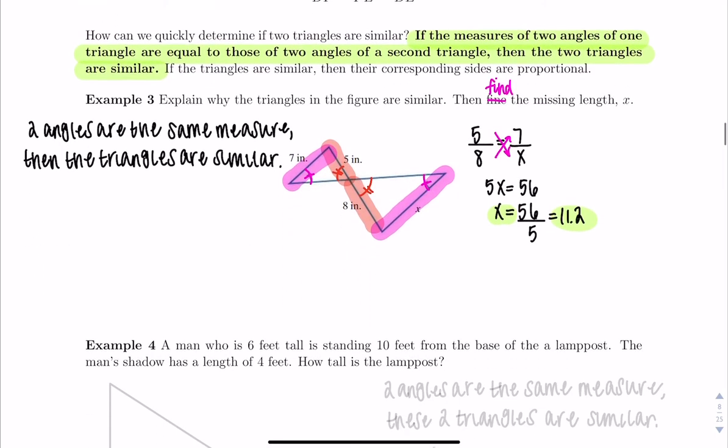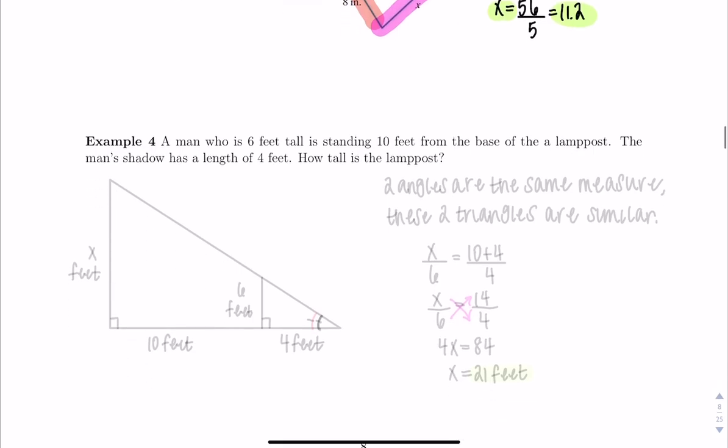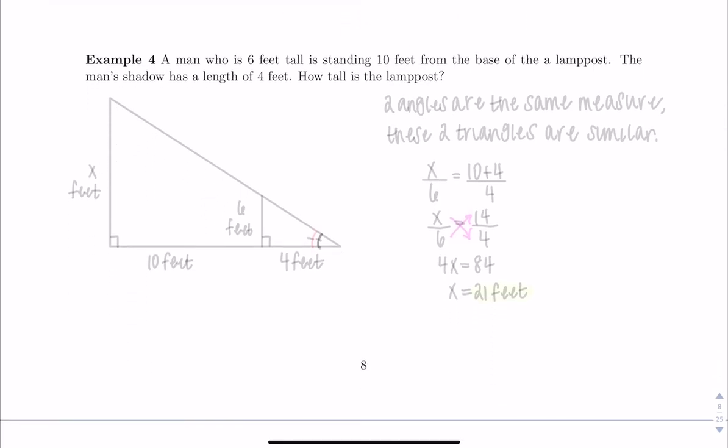A man who is 6 feet tall is standing 10 feet from the base of a lamppost. The man's shadow has a length of 4 feet. How tall is the lamppost? So in the geometry sections, it usually helps to draw a figure. So I'm going to draw our lamppost and the shadow that it casts. So we want to know how tall the lamppost is. So this would be x feet tall.